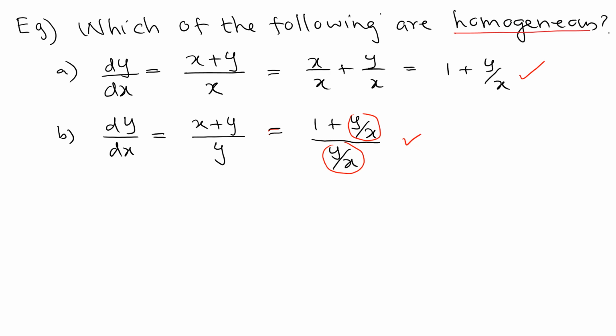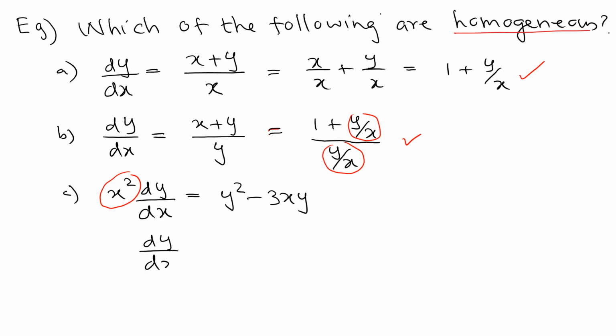Let's look at the next one. Say we have x squared dy by dx equals y squared minus 3xy. We do the same thing. We're going to try to bring it to the normal form by dividing by this term. So we can write this as dy over dx equals y squared minus 3xy over x squared. And then as we did before, we can do that.